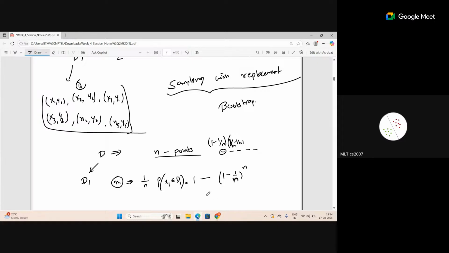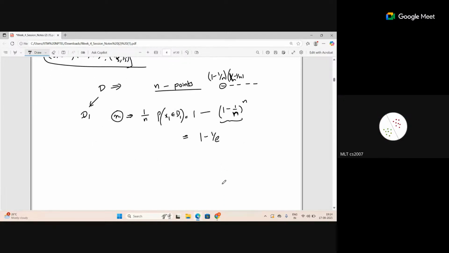Why have I written it like this? That is the specific thing. If you remember the limits, the limit as n tends to infinity of 1 minus 1 by n to the power n is basically 1 by e. I don't know if you remember this formula or not, but this was a formula: the limit of 1 minus 1 by n to the n is 1 by e.